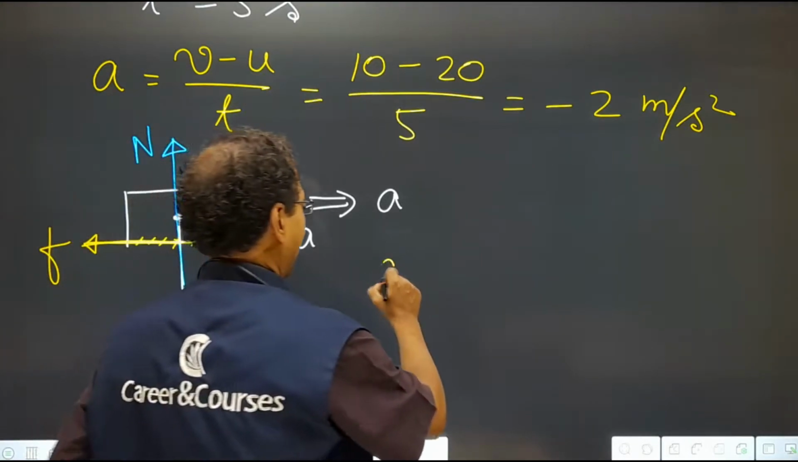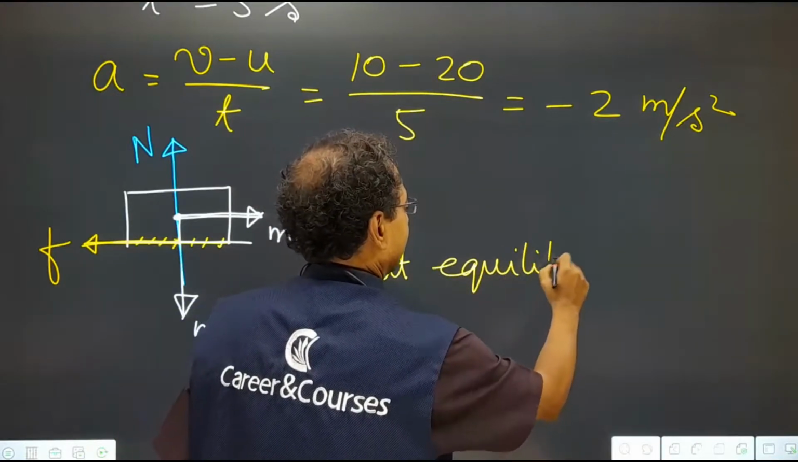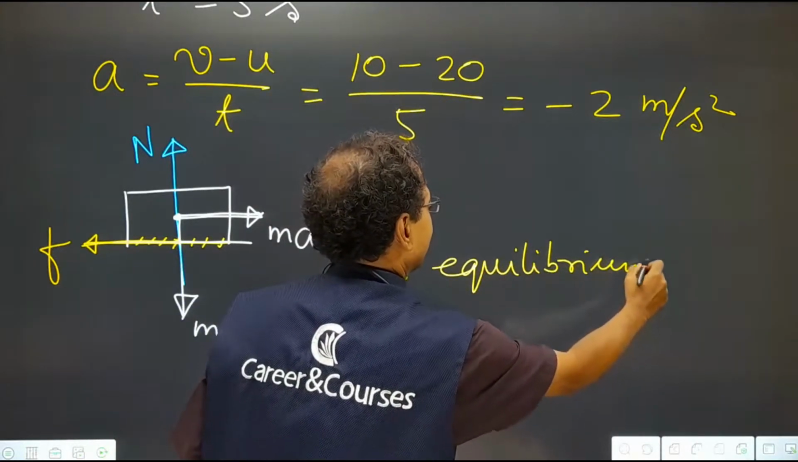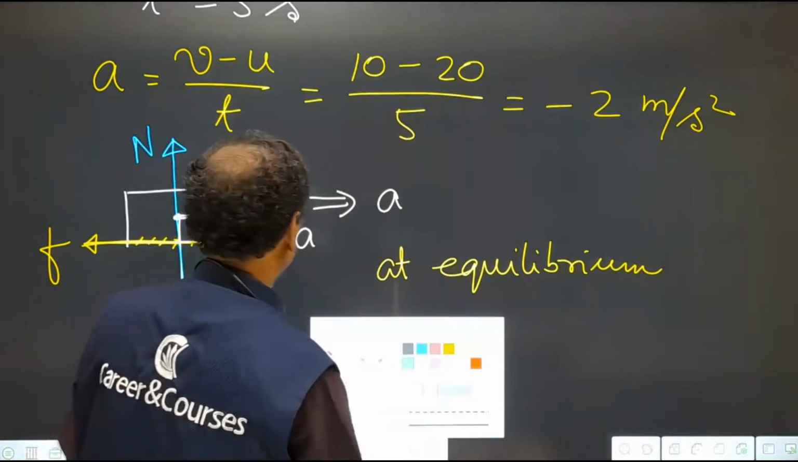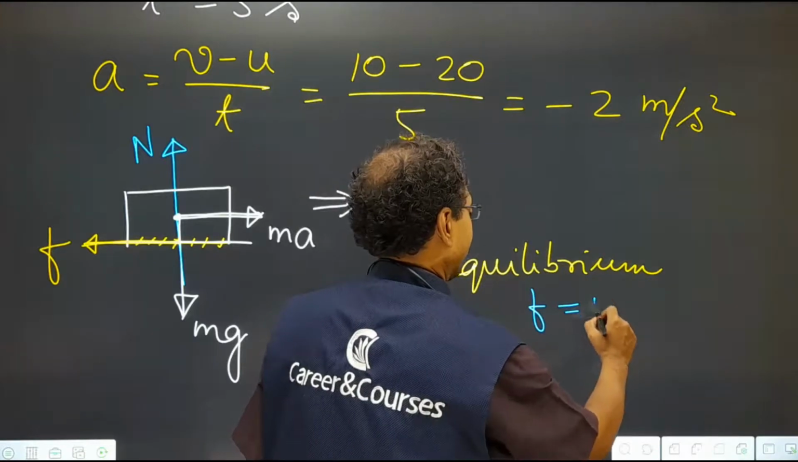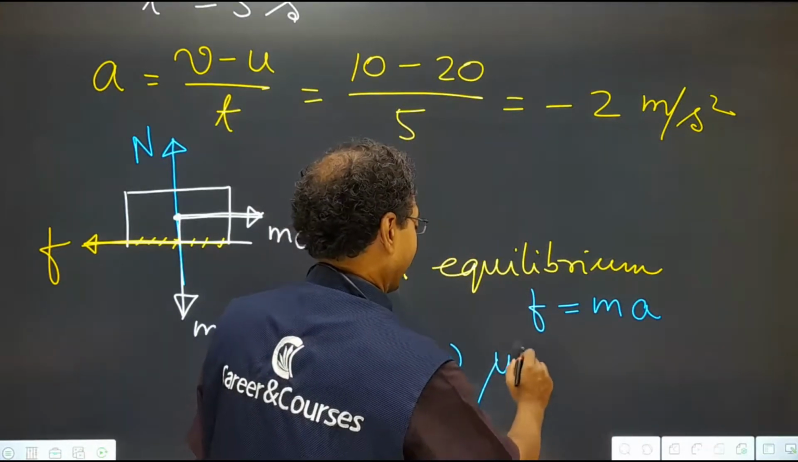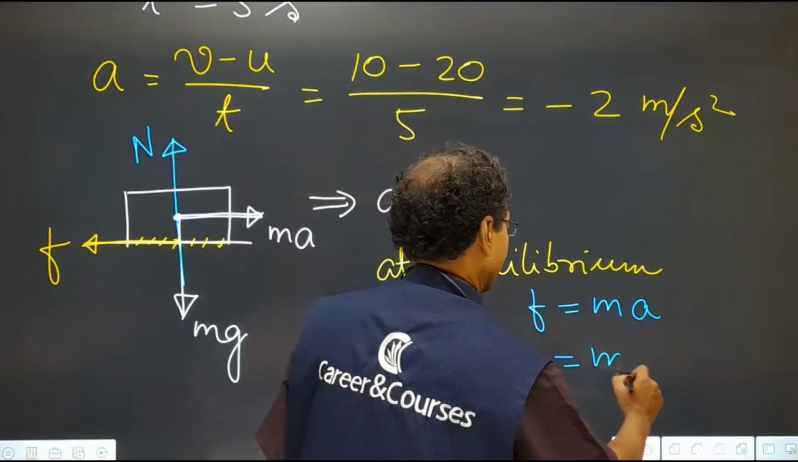So if the friction force balances the inertial force ma, the body will not move. So at equilibrium, all the forces will try to balance each other. That means at equilibrium, F must be equal to ma. Friction force means we know mu into normal reaction force should be equal to ma.